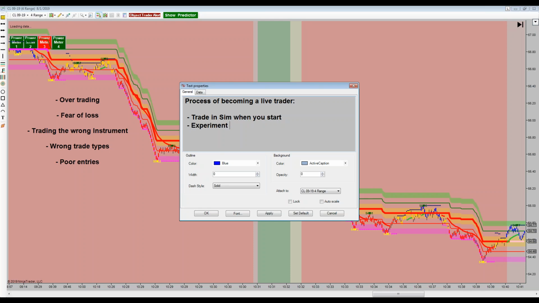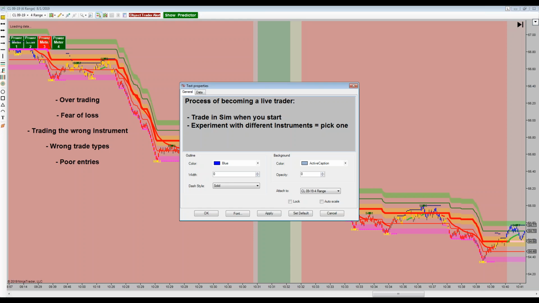Experiment with different instruments. And what do we say? That the end of that is pick one. I'll just leave it that simple. Pick one. Pick one or two, okay? Now keep in mind, when I'm describing this process moving forward, I'm talking about in sim still, right?